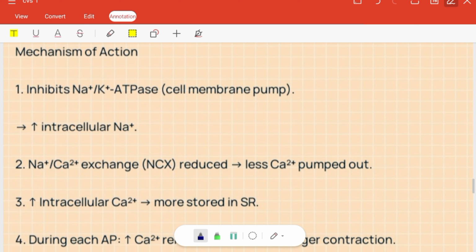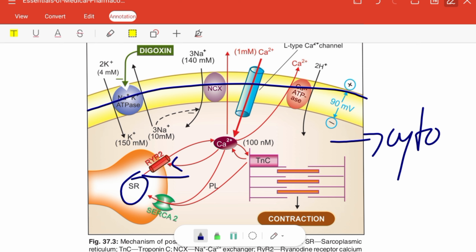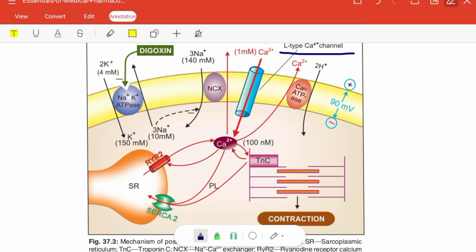Coming to the mechanism of action of digoxin, it inhibits the sodium potassium ATPase. First I'll tell you the normal physiology which happens in a myocardial cell. This is a normal myocardial cell. We have the sarcoplasmic reticulum, this is the cytoplasm, and these are the receptors present on the myocardial cells. First we'll see about these L-type calcium channels. These L-type calcium channels let in 1% of the calcium into the cytoplasm.